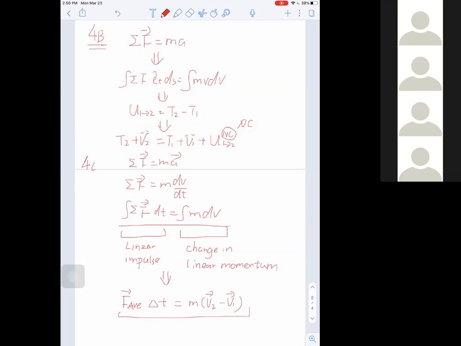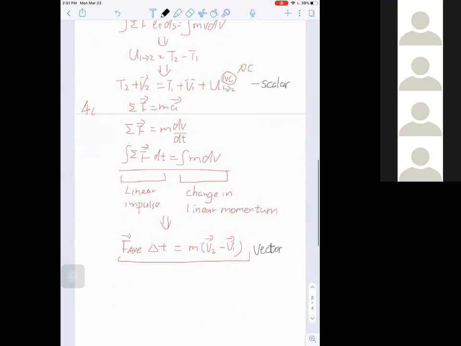If we compare this with what we learned in 4B, the work energy equation is a scalar equation. But in 4C, we're going to go back to the vector equation again. So make sure you notice the difference. One is a scalar equation, one is a vector equation. Vector equation means everything should have direction, both direction and magnitude. All right, so that's just a brief introduction to our new section 4C.